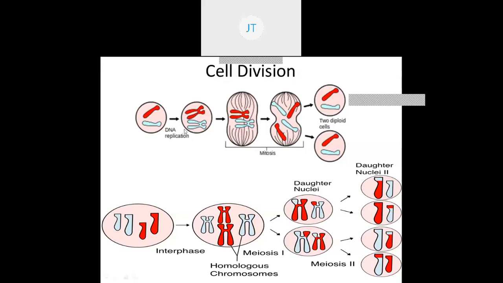So DNA replication takes place, and now you can see identical copies of the same chromosome. Now here in mitosis, one extra copy of the red chromosome and also one extra copy of the blue chromosome are separated, and then two cells form.